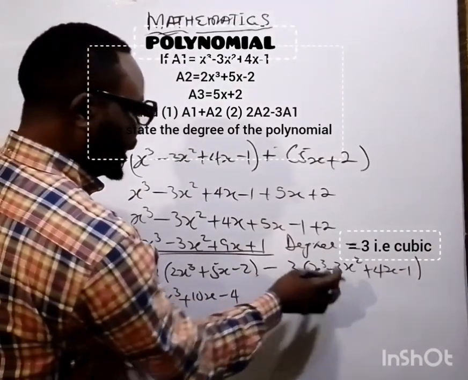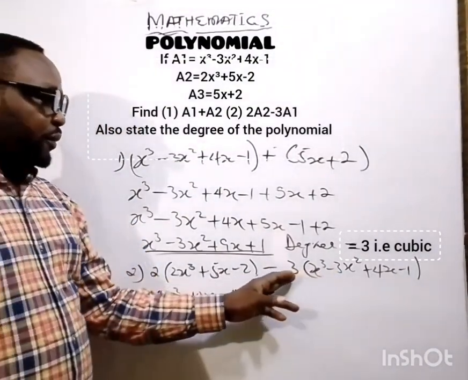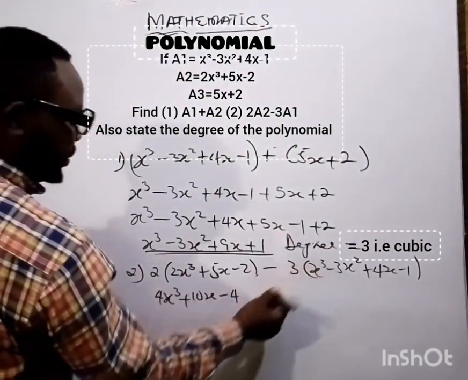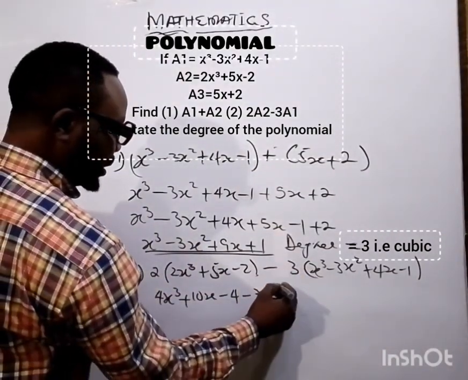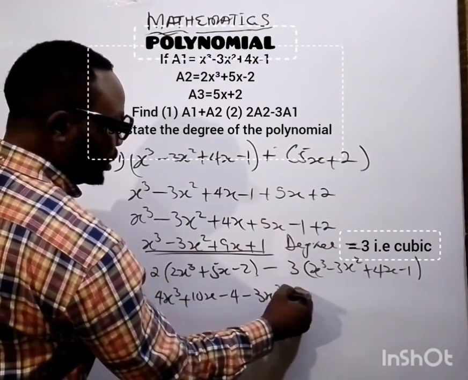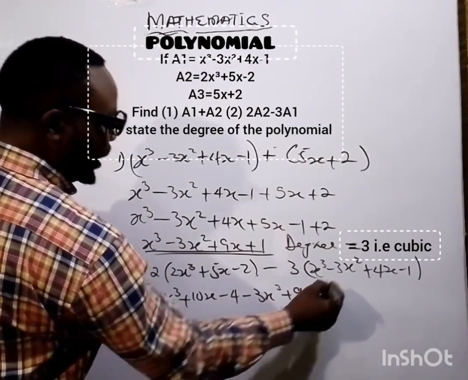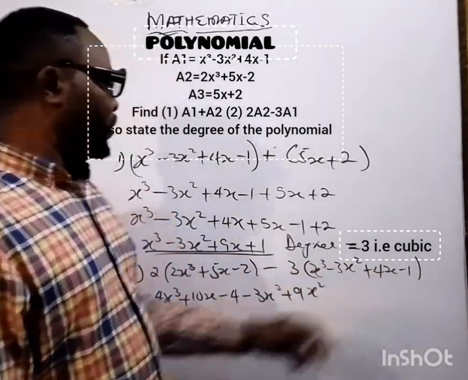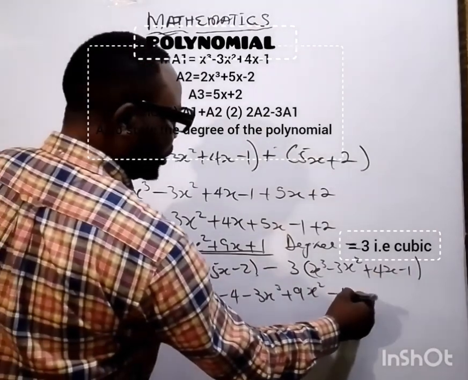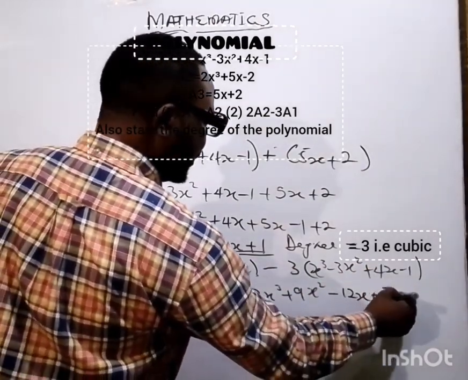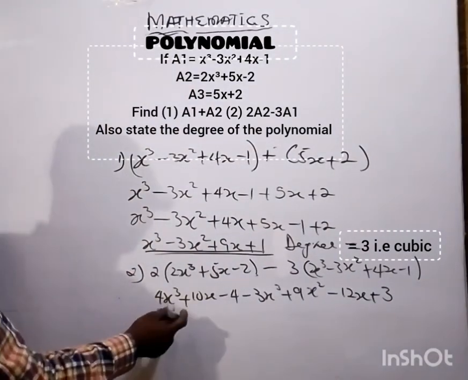So we move to minus 3. Now we use this minus 3 value to multiply each of these terms here. Minus 3 times x cubed, that's minus 3x cubed. Minus 3 times minus 3x squared, that will be plus 9x squared. Minus times minus is plus. Minus 3 times plus 4x, that is minus 12x. Minus 3 times minus 1, that's plus 3. So we are going to add the terms.